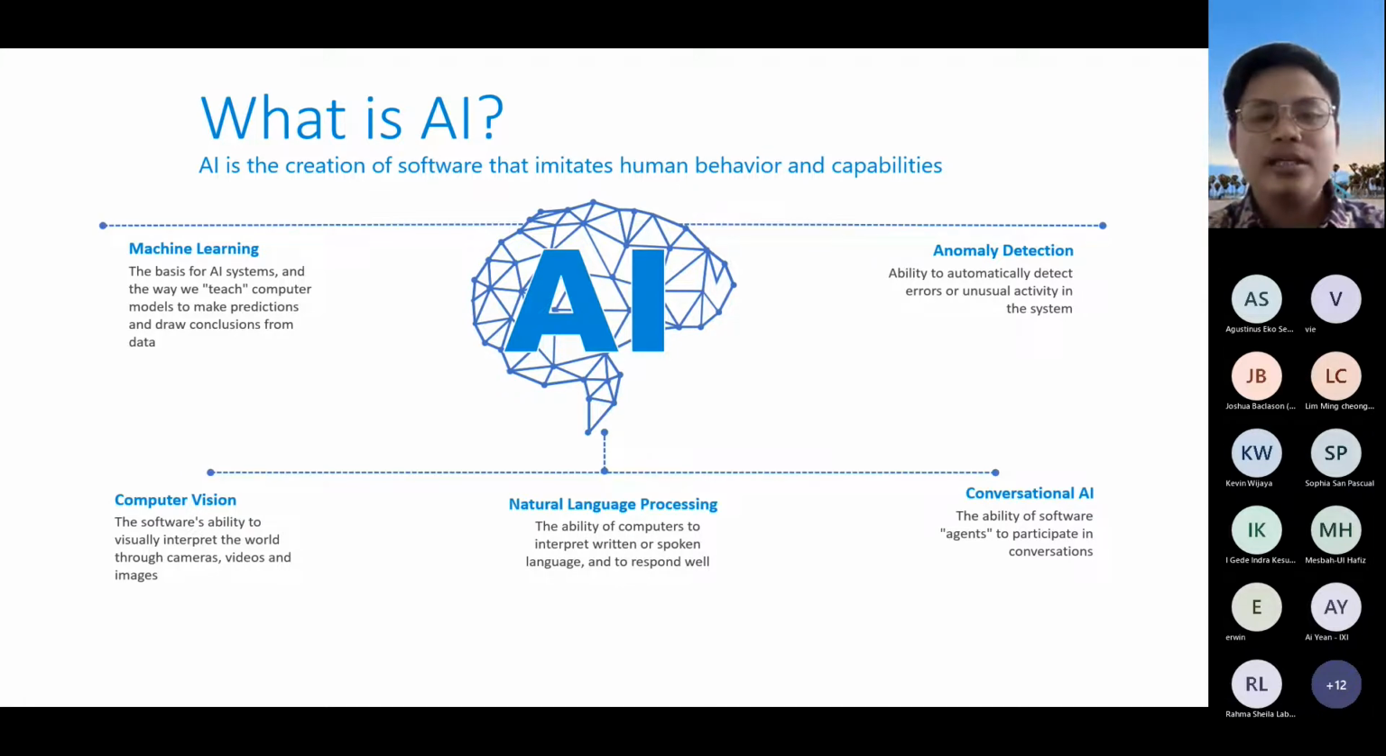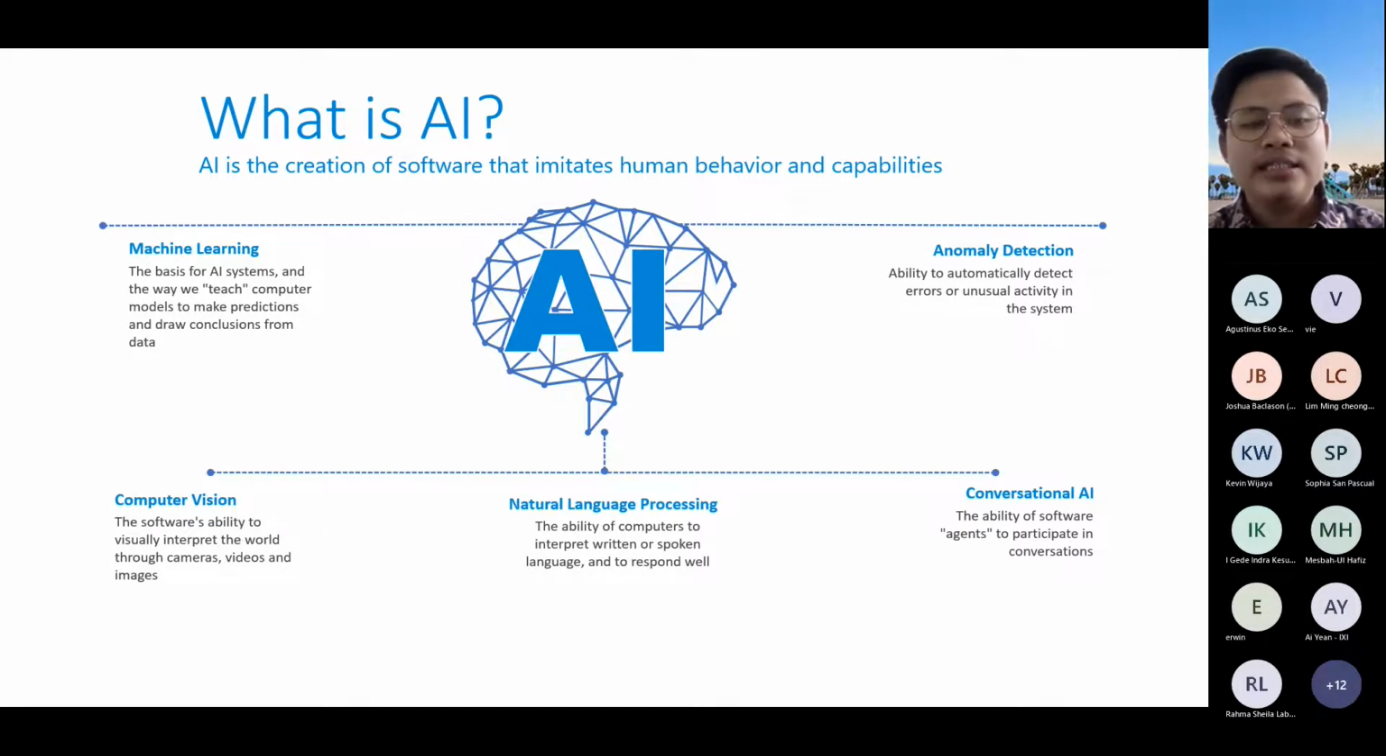Okay, there are some parts of AI. The first and most important is machine learning. Machine learning is the basis of AI systems and the way we teach computer models to make predictions and draw conclusions from data. This is important for all of you, because machine learning is the best way if you want to join AI. When you learn about AI, you have to be good at machine learning.